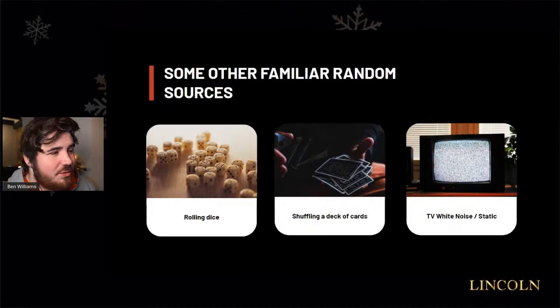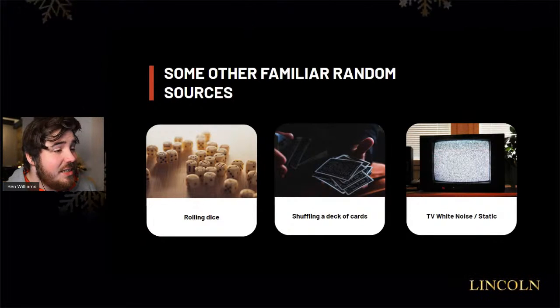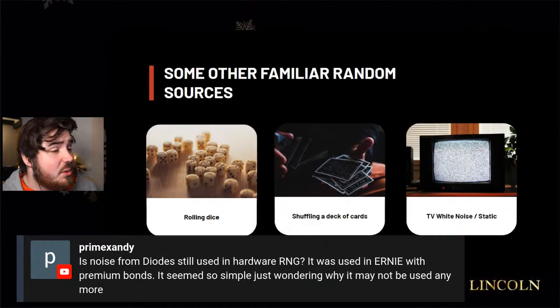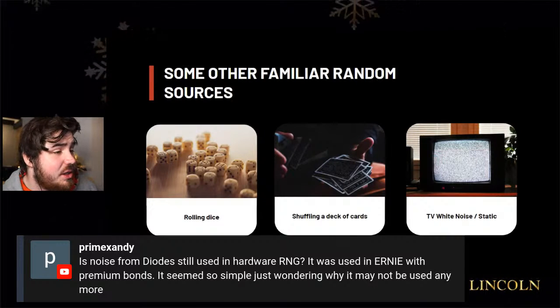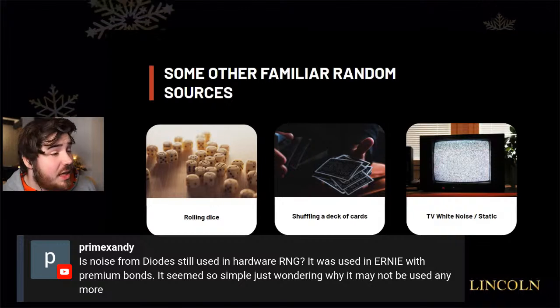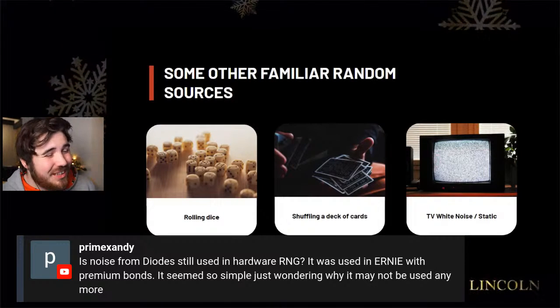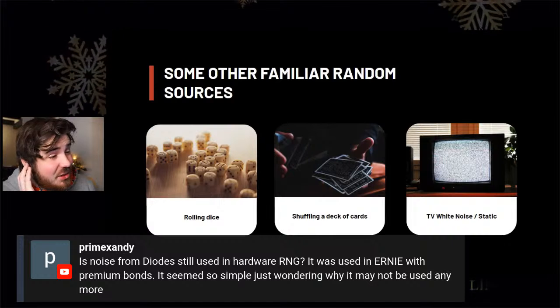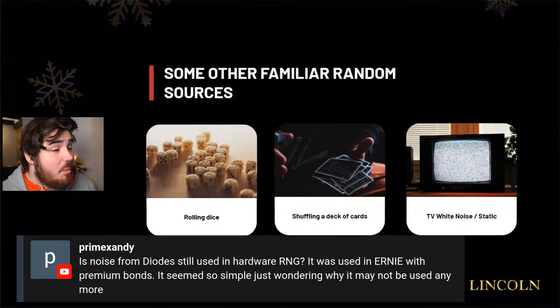So I've just got a question from Primex Andy here again. It asks, is noise from diodes still used in hardware RNG? It was used in ERNIE with premium bonds. It seemed so simple. Just wondering why it might not be used anymore. So unfortunately, I'm not too sure myself. It's an interesting question. I'm not exactly sure. I'm not sure what ERNIE is.